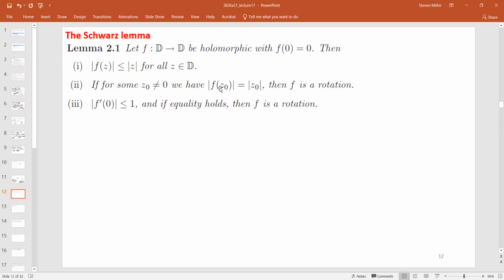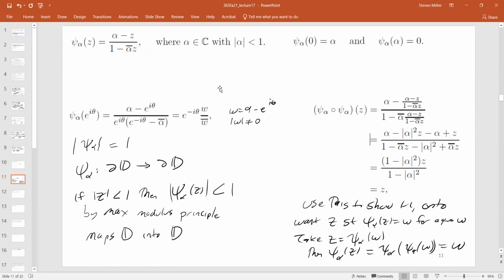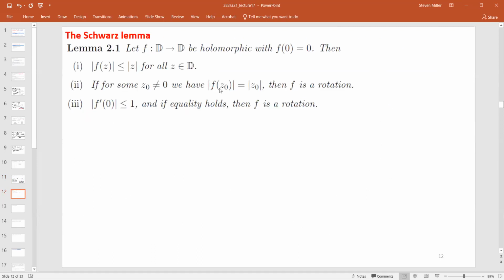And in fact, this is why I've spent the time, and I did this out of order, by first introducing these functions C alpha. These C alphas are automorphisms of the unit disk that move alpha to the origin. So if you have a function that's a map from the unit disk to the unit disk that doesn't send 0 to 0, well, we can always adjust it by composing it with one of the C alphas so that now it sends 0 to 0. So without loss of generality, when I'm looking at an automorphism of the disk, I can assume it sends 0 to 0.